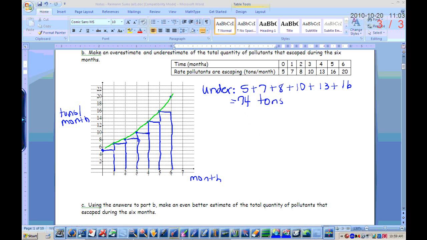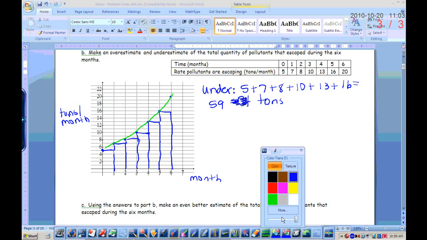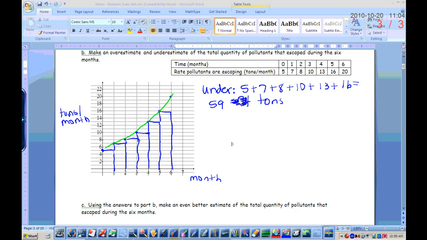Okay, an overestimate. Eddie? Oh, sorry. The underestimate's 59. Sorry, I looked at my notes from last year. Must have looked at the other one. Okay, let's talk about the overestimate. Switch colors here.